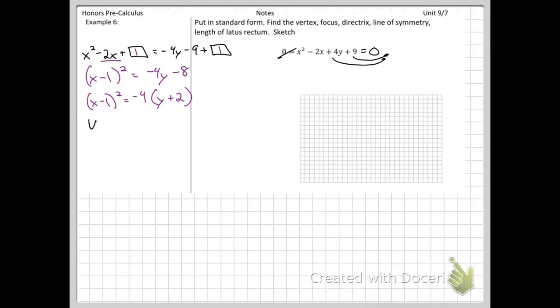So we're going to need vertex, focus, directrix, LOS, and LR. If you're ready, pause the video and see how many of those you can answer. You should be able to answer vertex. Pay attention to where the x's and the y's are. Opposite the thing with the x is the x value. Opposite the thing with the y is the y value.